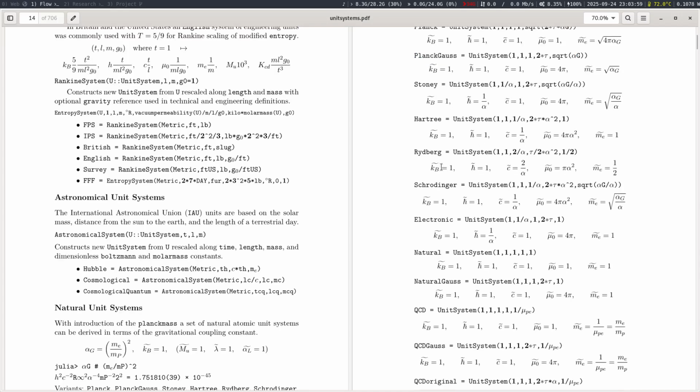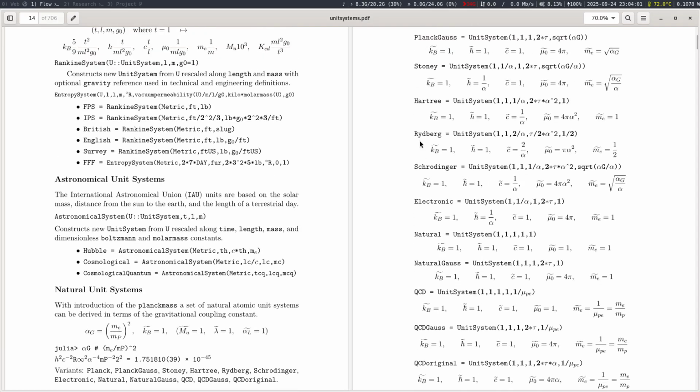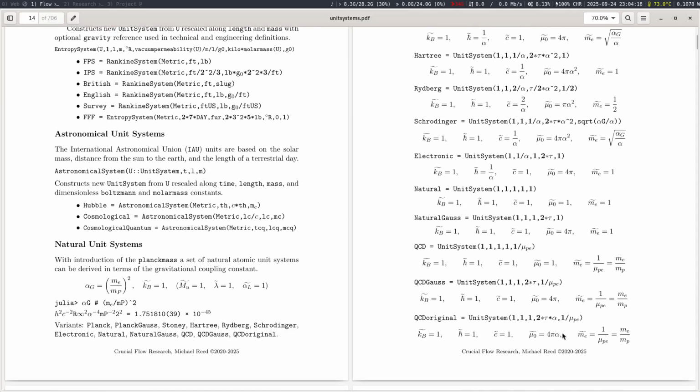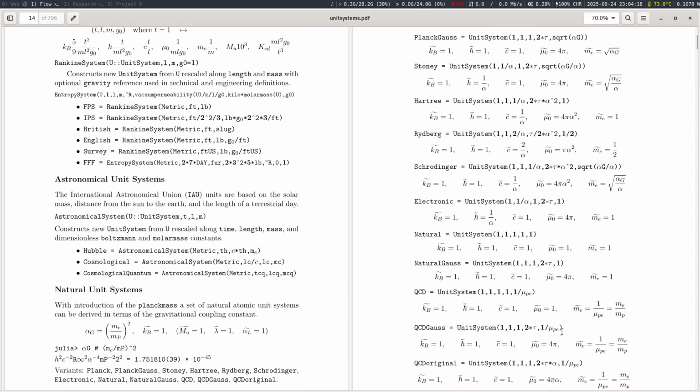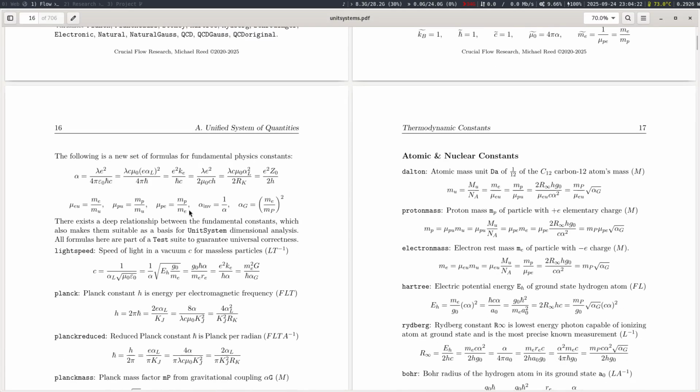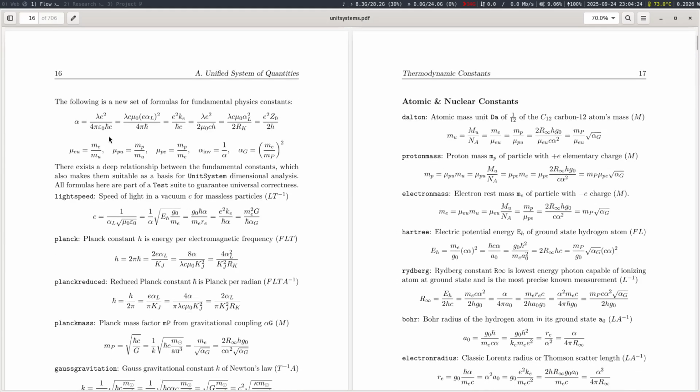I'm not going to read out all of these, but basically physicists have been thinking about different kinds of unit systems for a long time, and they can all be fitted and unified in my unified system of quantities here, and the way you define these unit systems can be expressed in this way. And the following is a new set of formulas for fundamental physics constants.